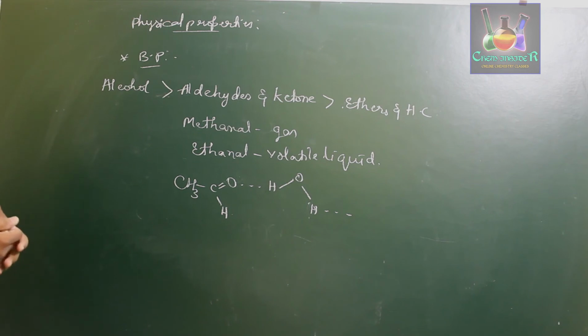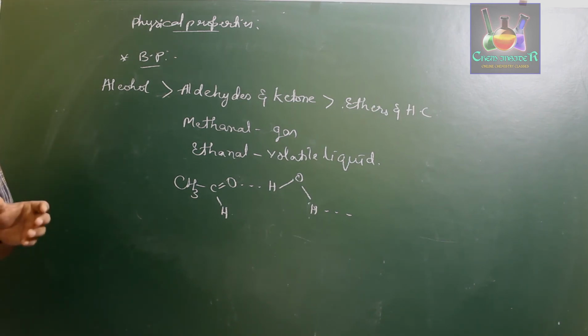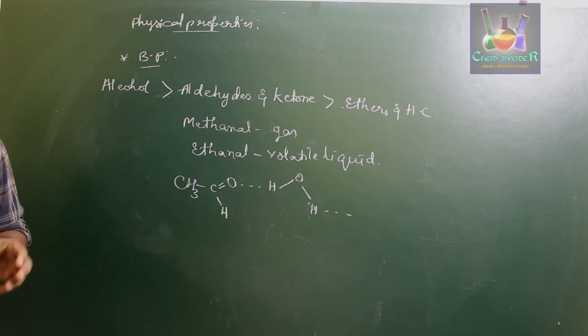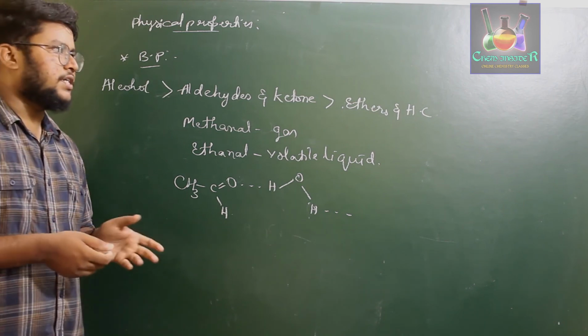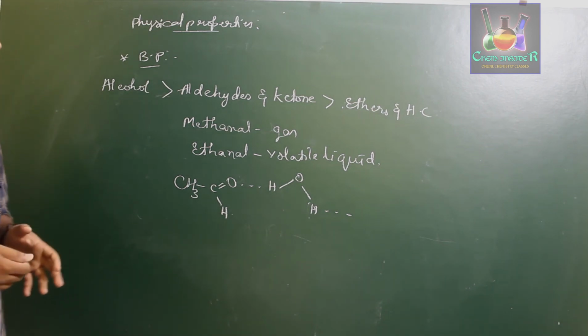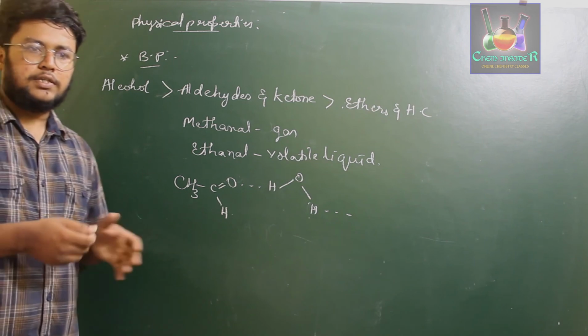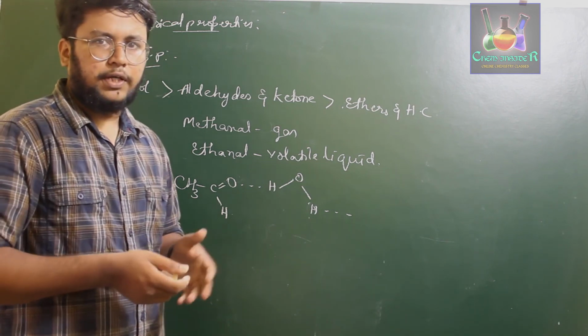Therefore, what we can clearly say is aldehydes and ketones don't have a very high extent of hydrogen bonding. They show a very small extent of hydrogen bonding, and that too in the primary members of the aldehydes and ketones. So this is all about the physical properties: the boiling point and the state.